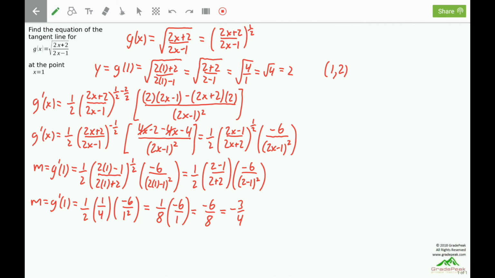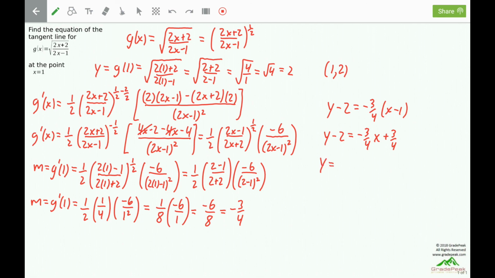We have the point, we have the slope. We can now set up the equation of the tangent line using the point slope formula. y minus the y coordinate, which is a 2, equals the slope, negative 3/4, times x minus the x coordinate. We want to solve for y. We call that the slope-intercept form. We always want to solve for the y here. And that's done by distributing the negative 3/4 in, which will be negative 3/4 x plus 3/4.